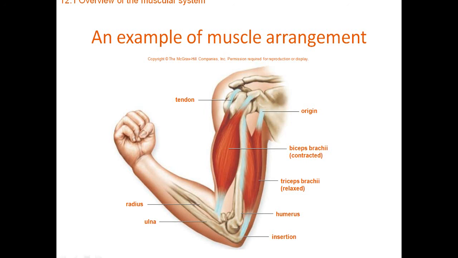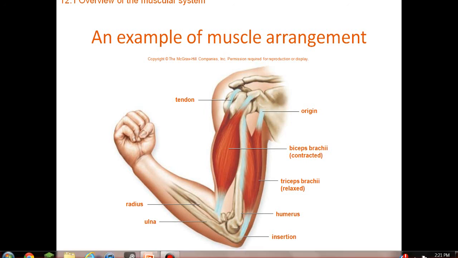The bone that's remaining stationary is the origin, and the bone that's moving is the insertion. If we look at the biceps brachii, biceps means it's got two heads. The triceps actually has three. So this would be the origin up here, attached to the clavicle, and the insertion would be down here on the radius, because this is the part that's going to move. They work antagonistically. When we contract our biceps, our triceps relaxes.